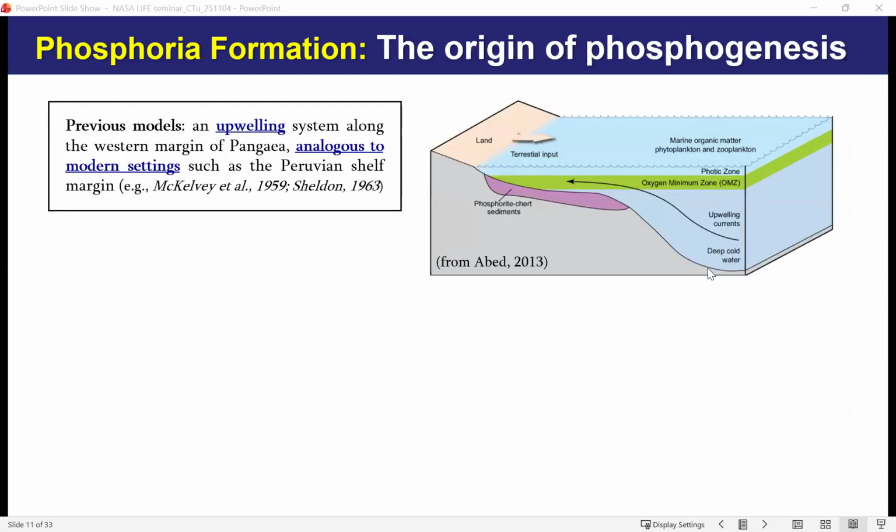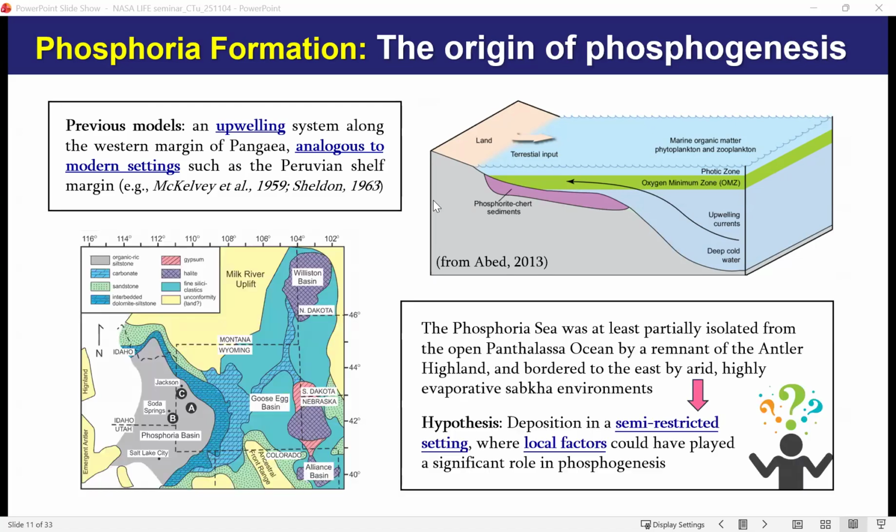The origin of the extensive phosphogenesis remains elusive. Most models propose an upwelling system along the western margin of Pangaea, analogous to modern settings such as the Peruvian shelf margin. However, the phosphorite sea was at least partially isolated from the open Panthalassa Ocean by a remnant of the Antler Highland, and bordered to the east by arid, highly evaporative subaerial environments.